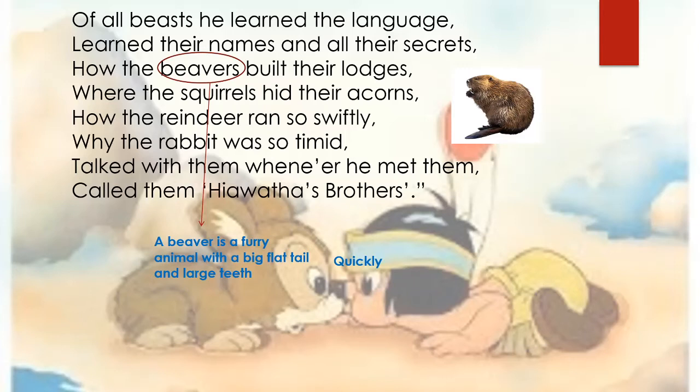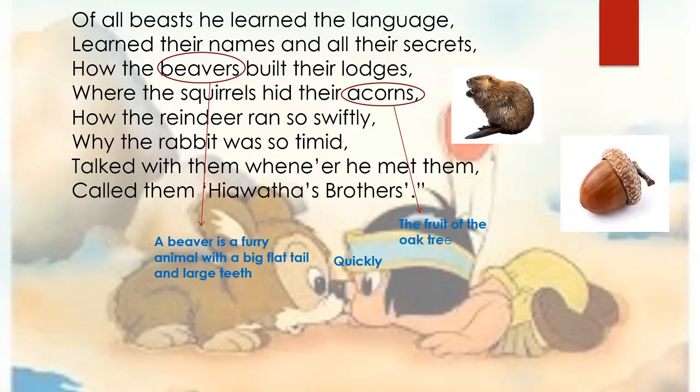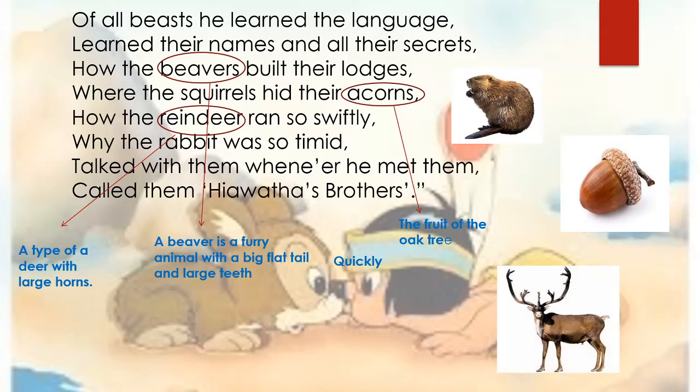Lodges means houses. Where the squirrels hid their acorns. Acorn means the fruit of the oak tree. This is the picture of the acorn. He also learned how the reindeer ran so swiftly. You must have noticed reindeer, isn't it, students? Reindeer is the name of an animal, a type of deer with large horns like this. You must have seen reindeer along with Santa. Yes, I hope you have remembered. Now he learned how the reindeer ran so quickly.